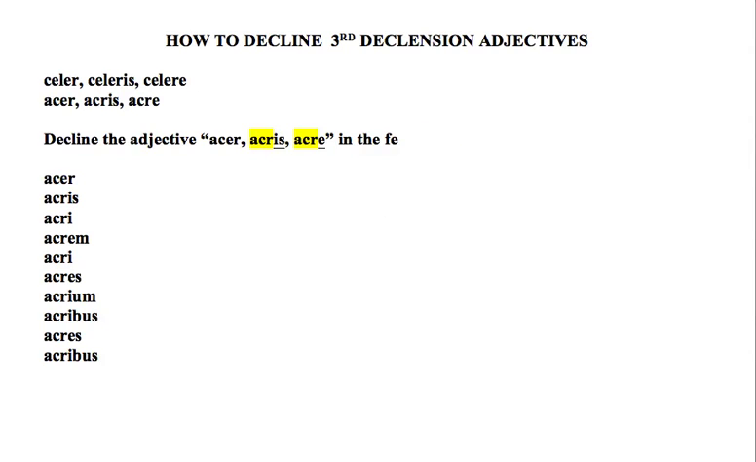So if I switch out my prompt and ask you to decline it in the feminine, instead of them looking exactly like this, you're going to start with the feminine nominative singular form, which is acris. All the remaining forms for the feminine forms of the adjective will look exactly the same as they do for the masculine. It's just the nominative singular that looks different.